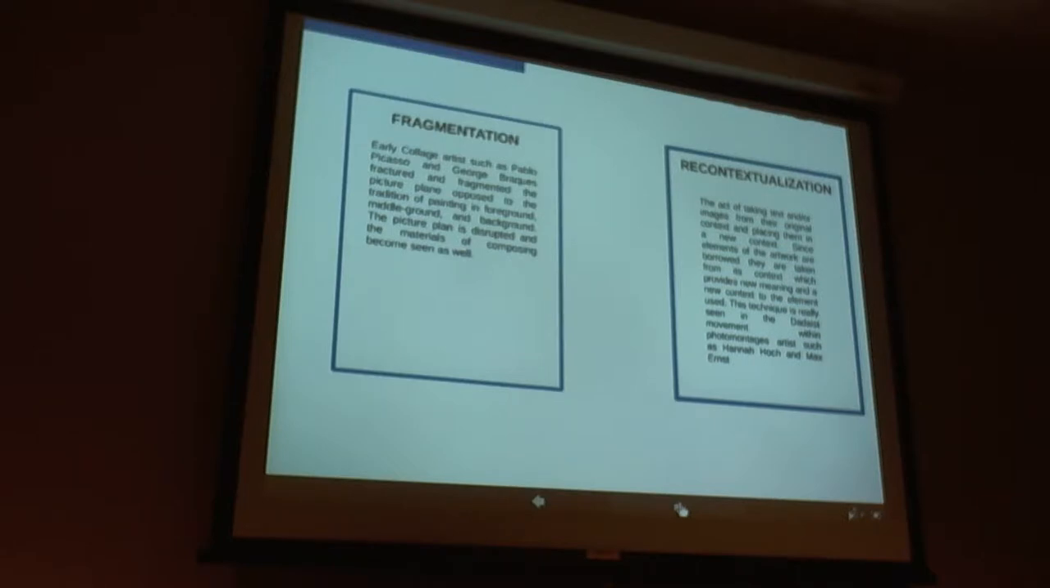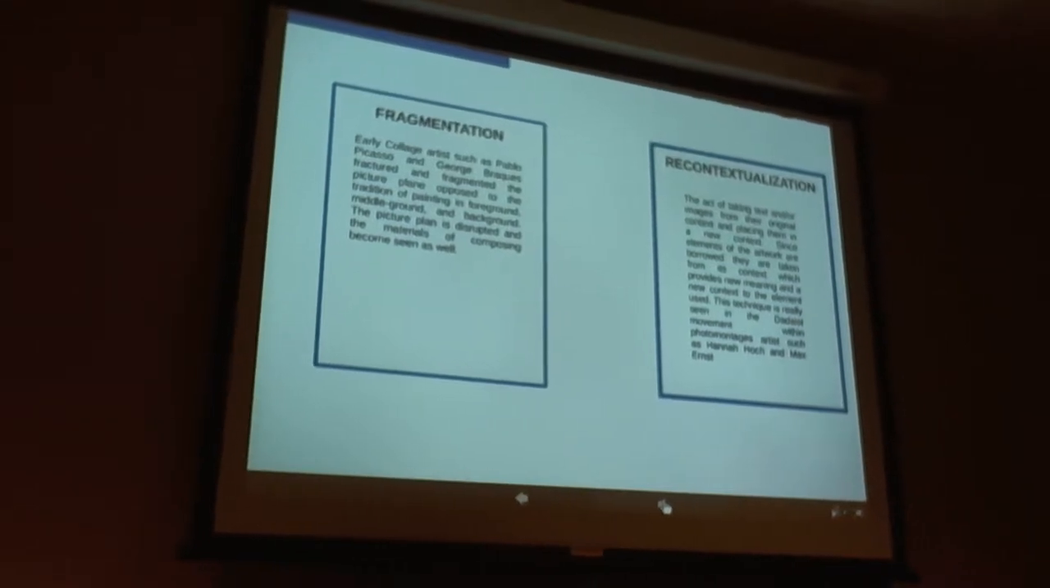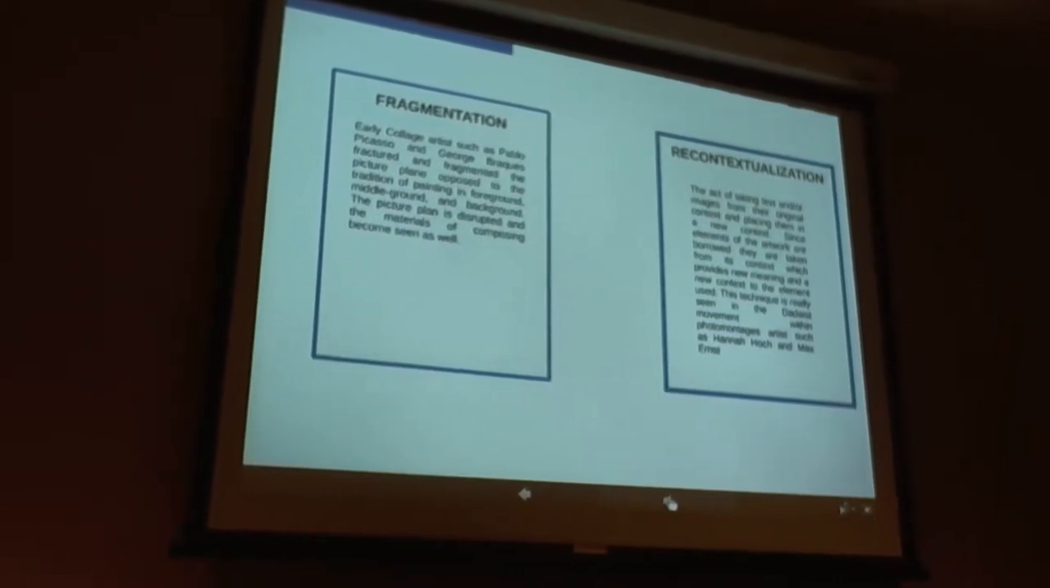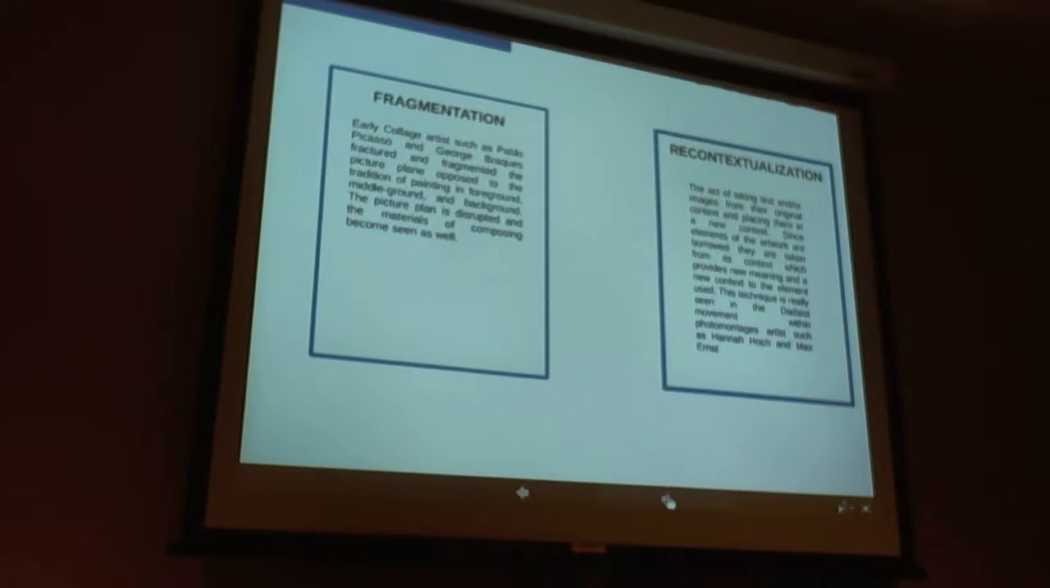And recontextualization, the Dadaist movement used this in their photo montages. What they would do is place people or things in areas where you wouldn't see them. For example, there's one collage by Max Ernst where there's a beetle, and it's turned upside down, and it's used as a flagship in this collage.